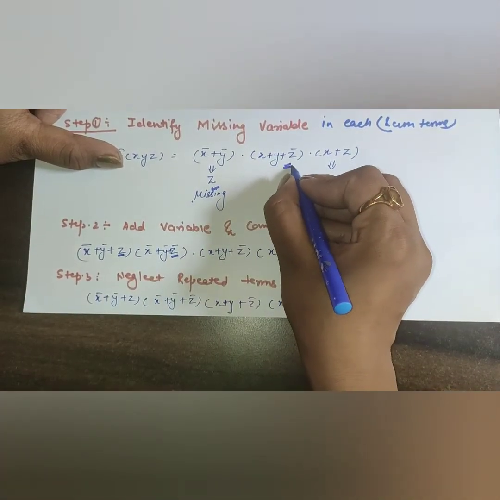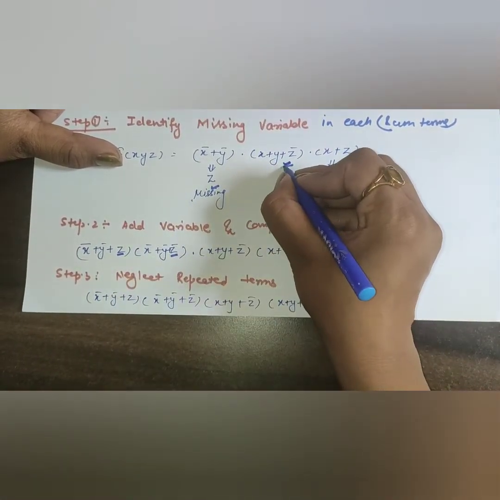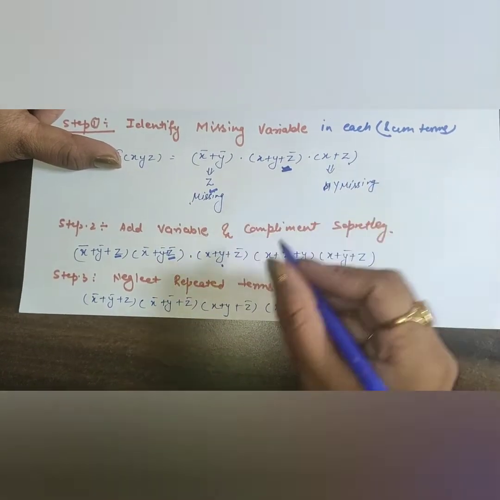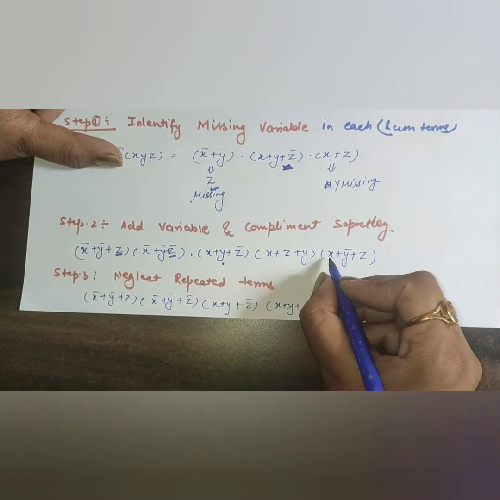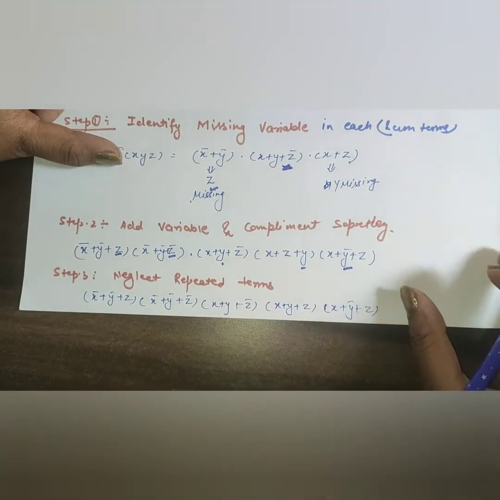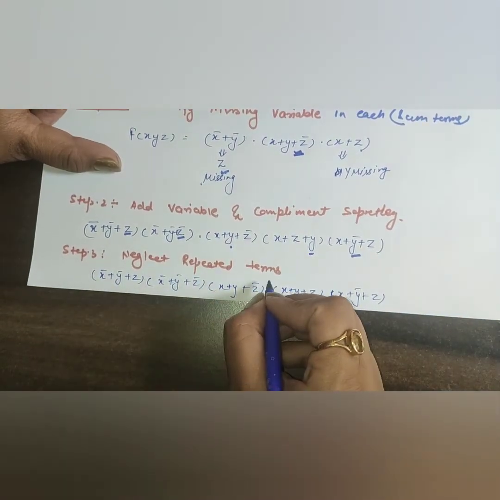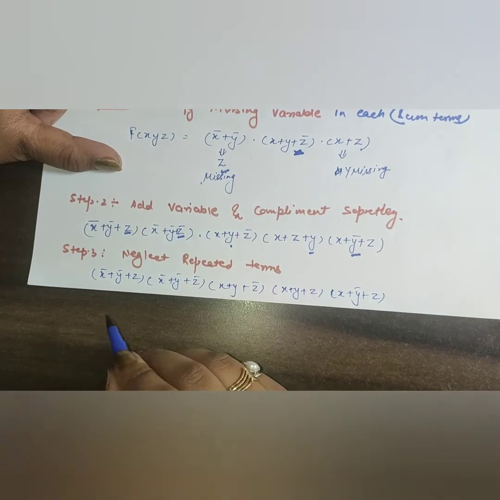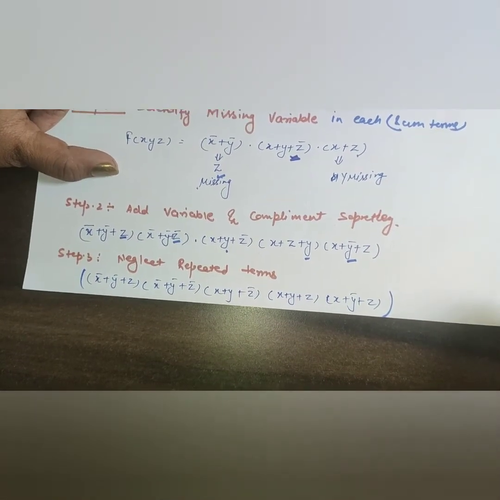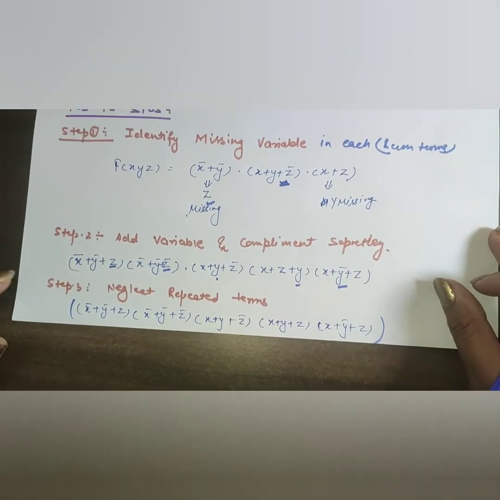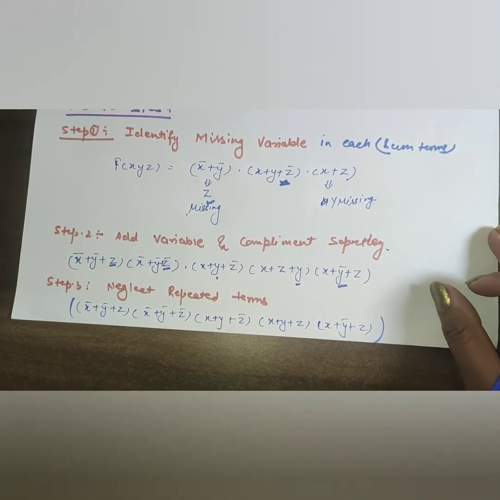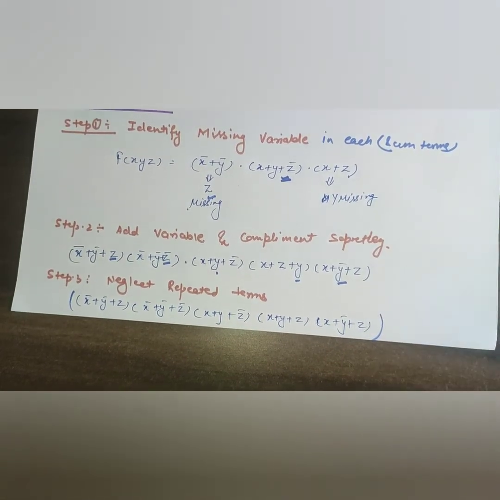Now this is full, so we have to write it as it is. Now there is y missing, so x plus z plus y and x plus z plus y bar, because y is missing, so y is added separately. Now neglect the repeated terms. You can check there is no repeated term, so we write it as it is. So this is a standard POS form. So this is how we can convert the SOP to standard SOP.